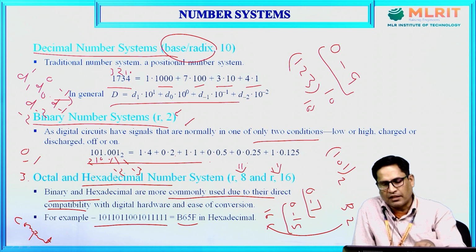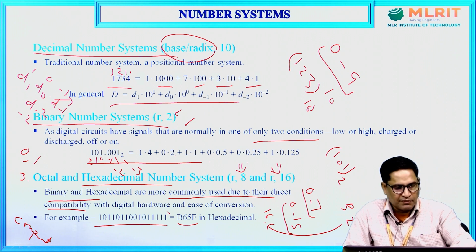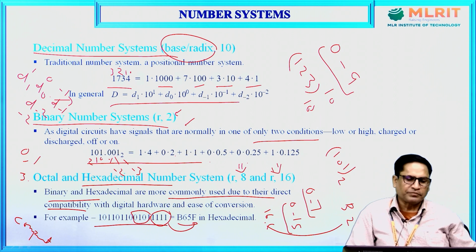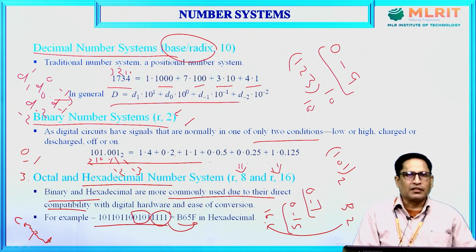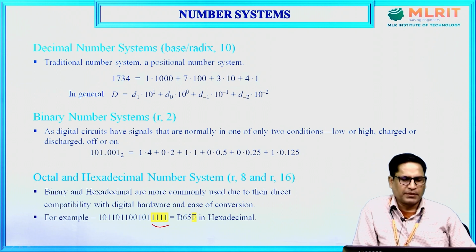Since we have established the direct compatibility, 2 power 4 is equal to 16, 2 for binary and 16 for hexadecimal, each 4 binary digits are represented by a single digit in the hexadecimal number system, and that's why all 16 bits in binary appear as only 4 digits in the hexadecimal number system. Here also the same thing is represented. We will discuss the octal and hexadecimal number systems in detail also.